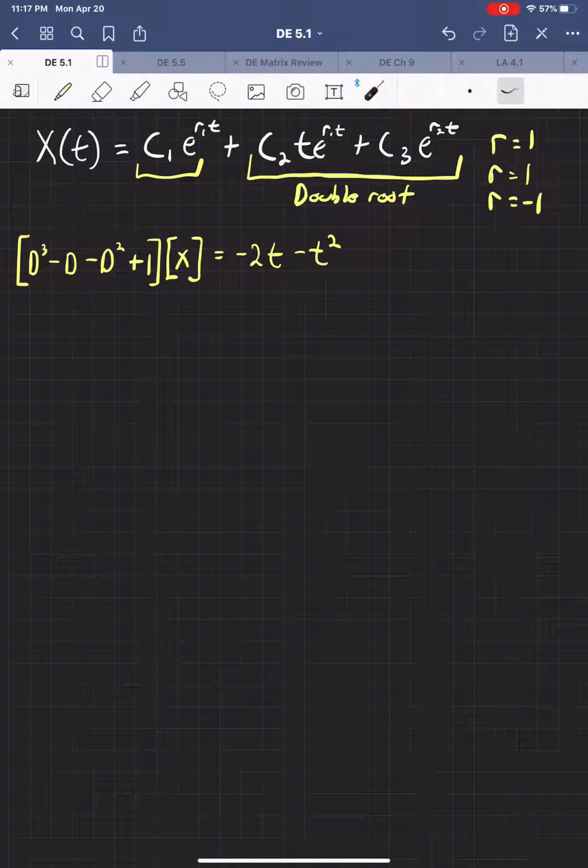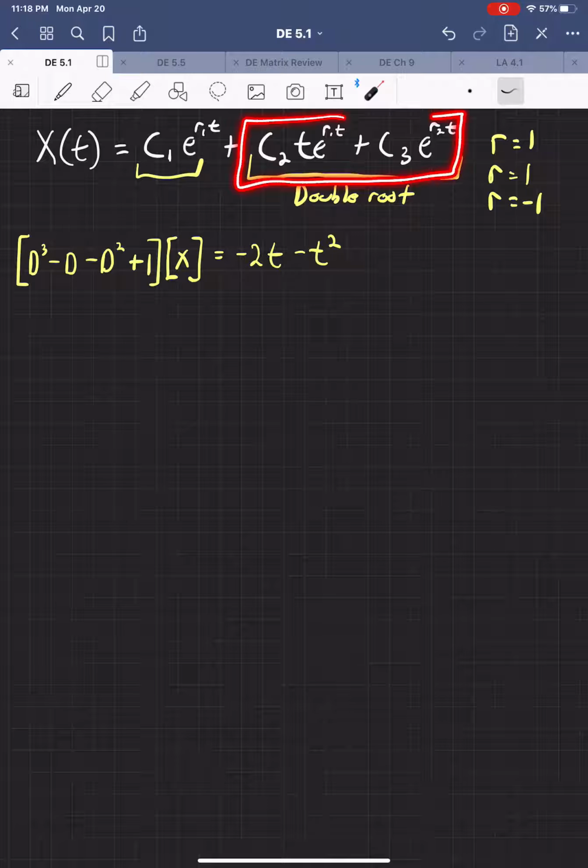Okay, so if you recall, this is back to 4.3, you either have two distinct real roots, or you have two distinct imaginary roots, or you have real but non-distinct roots, right? And in that case, you get an r value that pops up twice. That's when you have a double root. So if you recall, this is the way that we had to approach this double root.